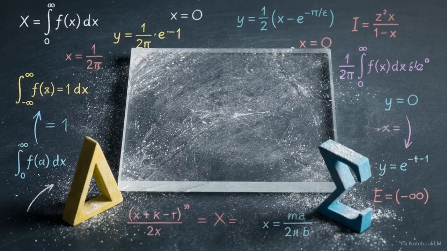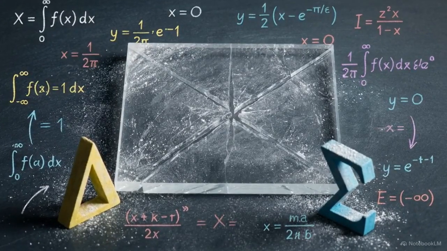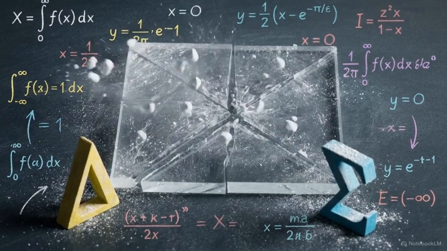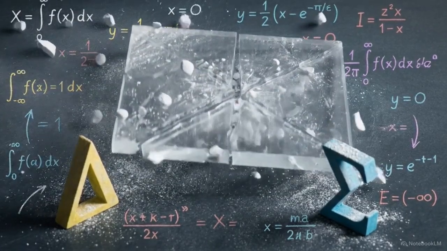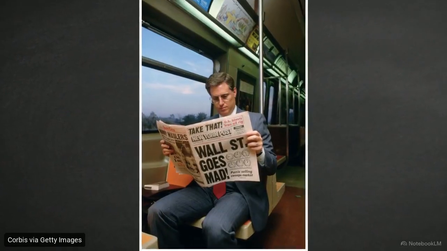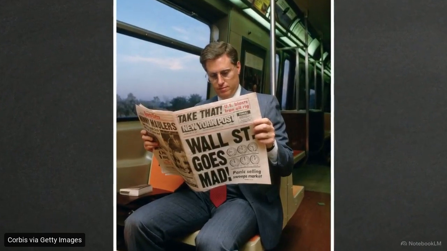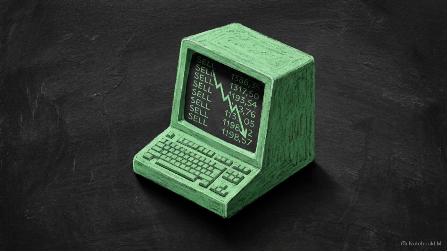The mathematical framework governing global derivatives rests on a specific assumption about how markets behave. On October 19, 1987, reality fractured that assumption completely. The Dow Jones Industrial Average dropped nearly 23% in a single session. Portfolio insurance strategies, designed to systematically sell futures as prices fell, created a mechanical feedback loop of panic selling.